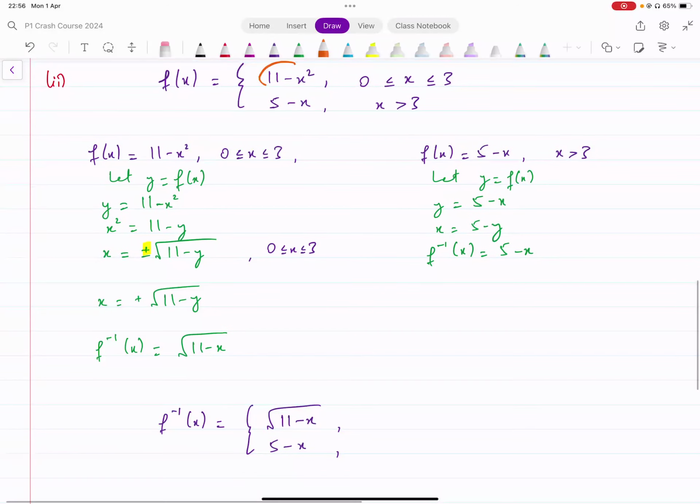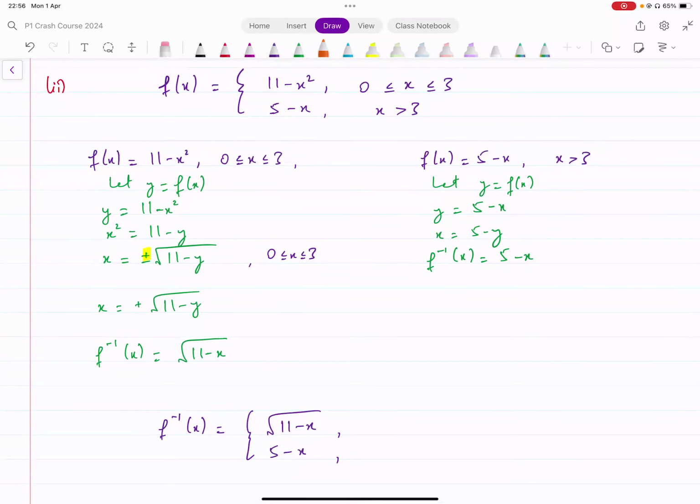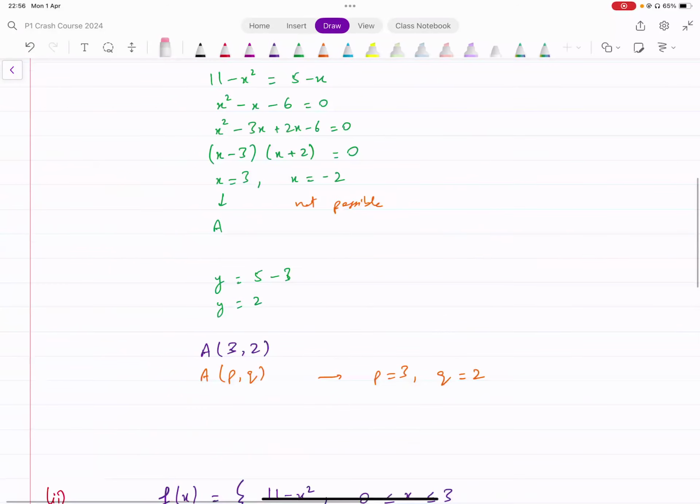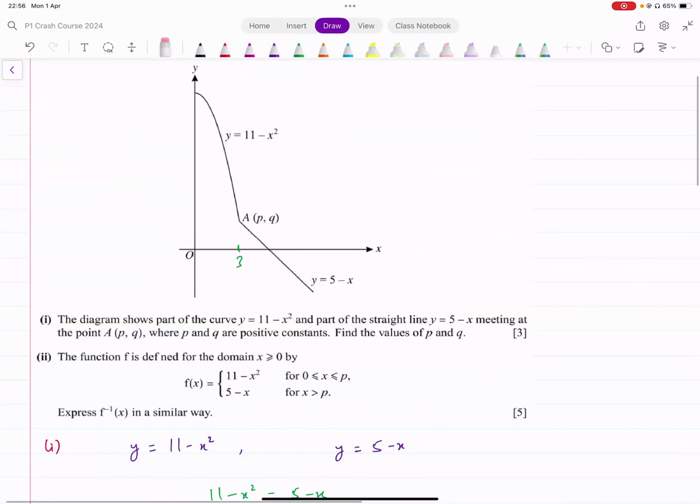Now, let's think about this first of all. 11 minus x squared. This is the domain of this function, from 0 to 3. All right. Let's look at the graph. This is the first part of the function. X is from 0 to 3. Now you can look at the graph and see what the range of this function should be.